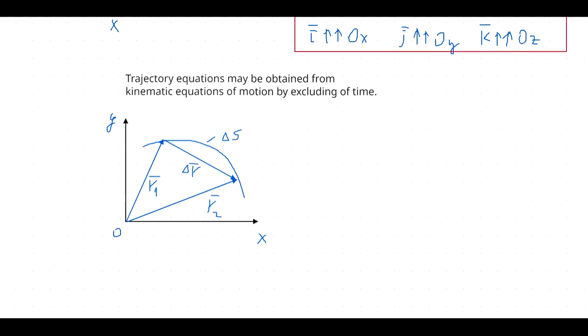And as you can see, it is always certain that the absolute value of displacement vector is smaller than or equal to path length. But we can consider limit.